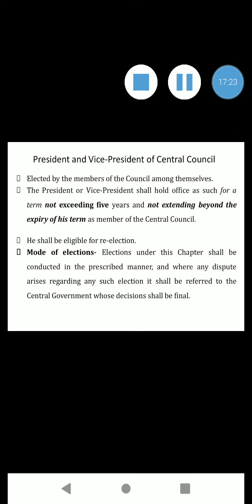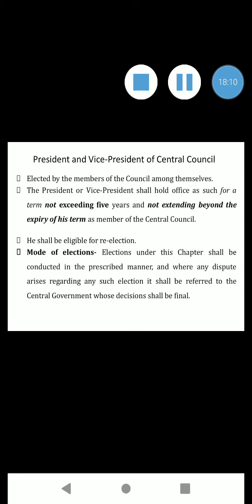Then the nominated and elected members may resign at any time by giving their resignation to the president of the PCI. Any person shall be deemed to have vacated the seat if he is absent from 3 consultative meetings without any reason.